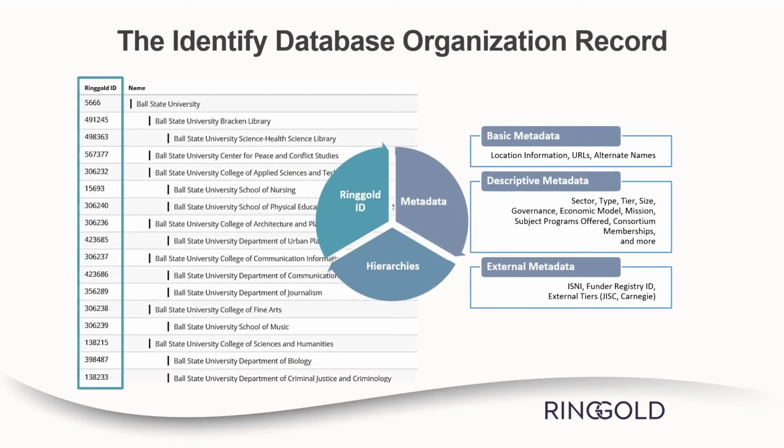Each organization record in the Identify database really has three main components. There is the Ringgold ID, which is the persistent identifier that is assigned to each record. We then structure metadata around each organization record and put them in their organizational hierarchies. So as you can see, there's not just a record for Ball State University, but also for the departments, and each of these departments has their own descriptive metadata assigned and is put in the hierarchy accordingly.